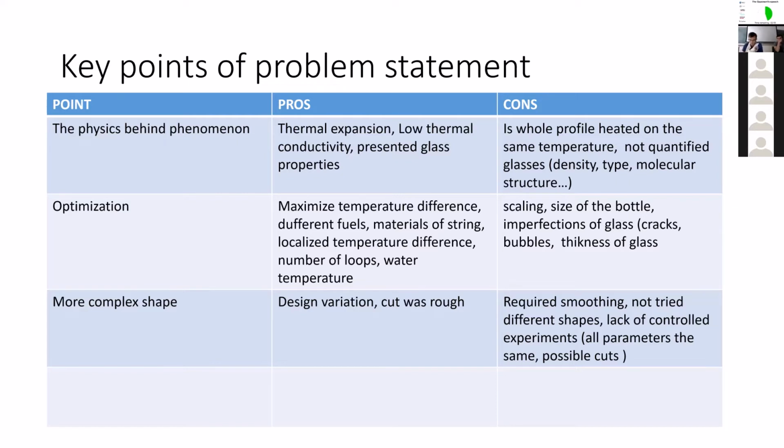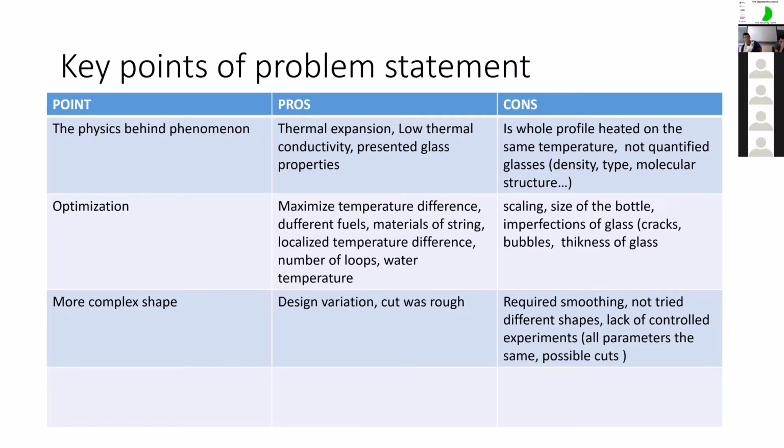And in the video there was a flame only on one small side of the whole perimeter of the glass, and we are concerned if the temperature is the same on the whole perimeter. Then about the optimization of the process, he used a lot of parameters and tried to optimize them, like maximum temperature difference, different fuels, material strings, number of loops, and water temperature.